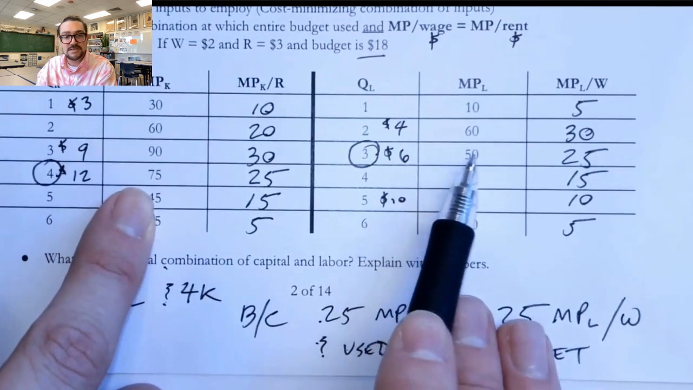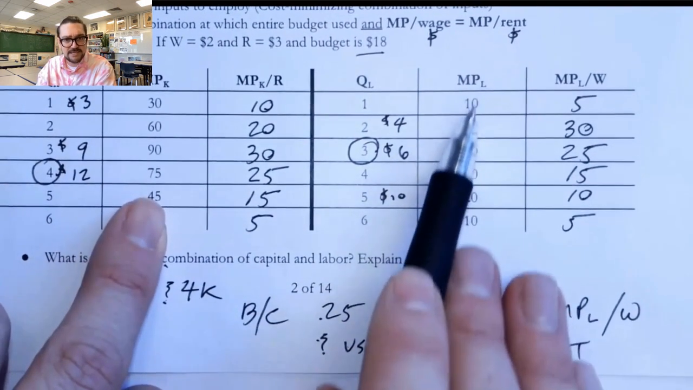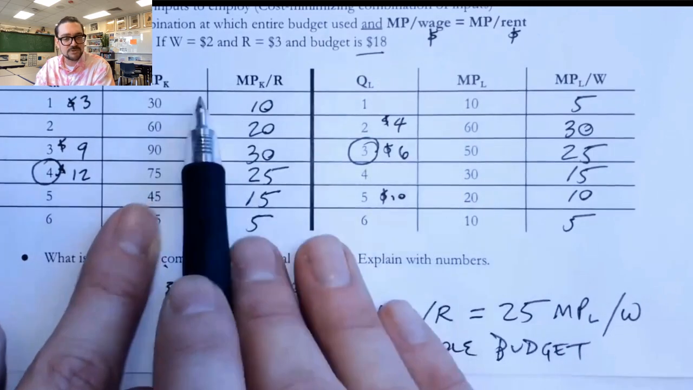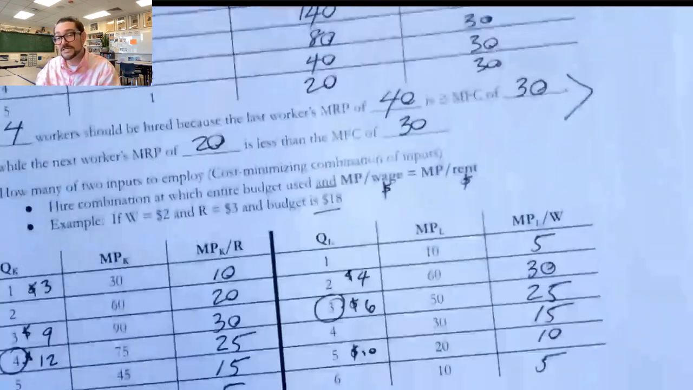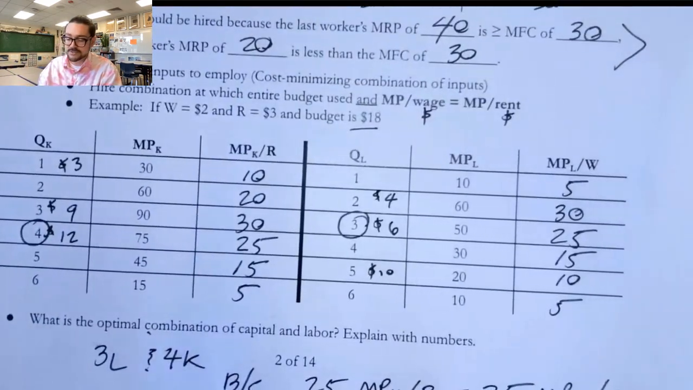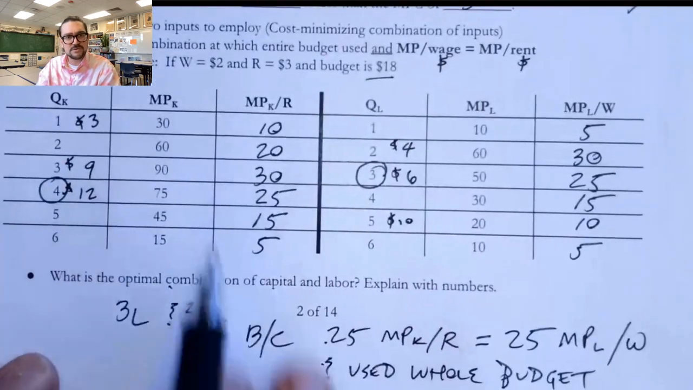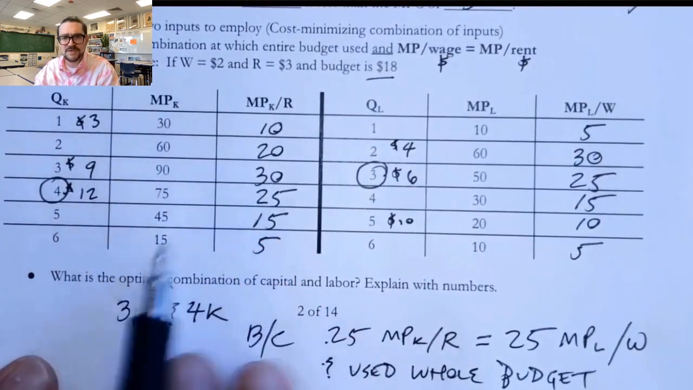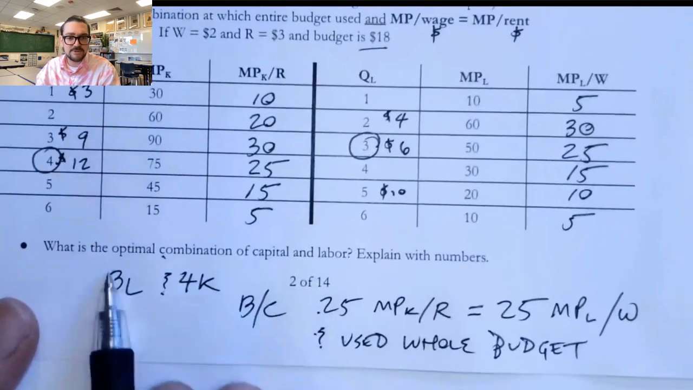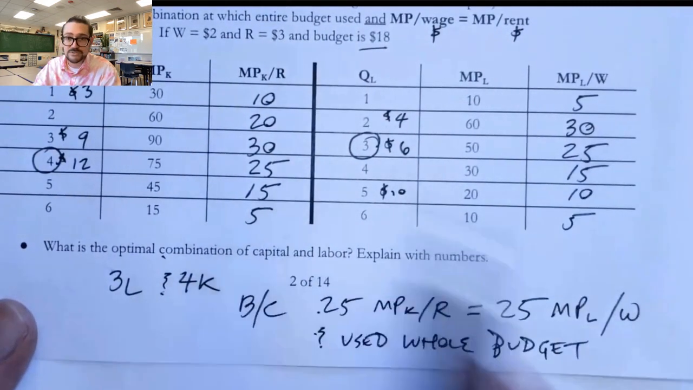If you added all of the marginal products together, you sum them all together, that's actually the most you could get with the $18. It's much harder to do it with brute force because you'd have to test a huge number of combinations. So 3 labor, 4 capital, because these two are equal at that point, and we used the whole budget.